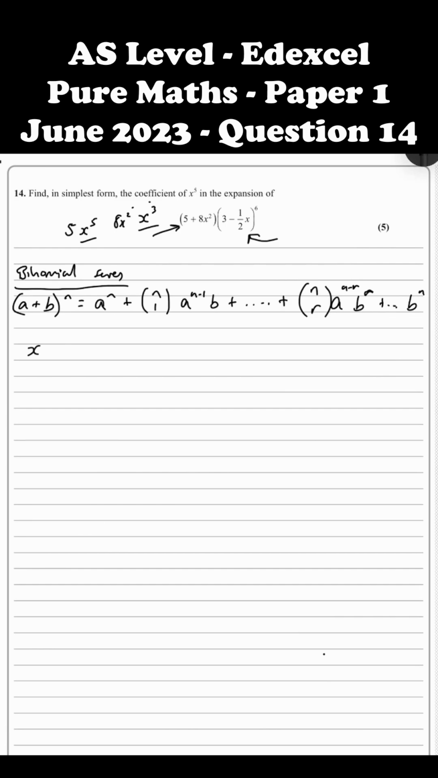So we'll start by looking at the x to the 5 coefficient. For us, we have a equals 3, b equals minus a half x, n equals 6, and r equals 5 for this one. So we're going to look at our term here. We're going to have 6 choose 5, so n choose r is 6 choose 5. A to the power of n minus r is 3 to the power of 6 minus 5, which is 3 to the power 1. B, which is minus a half x, to the power 5.